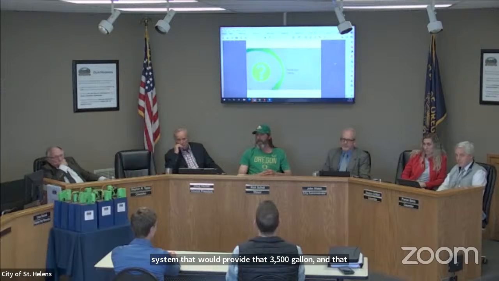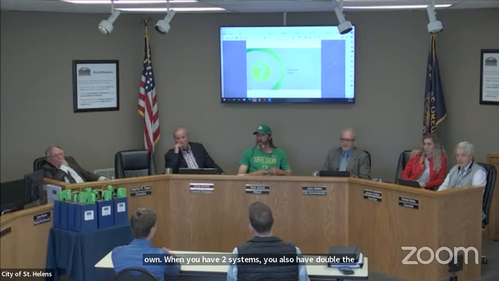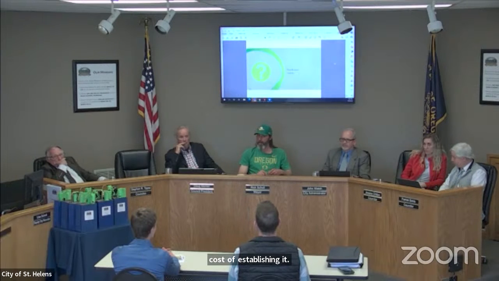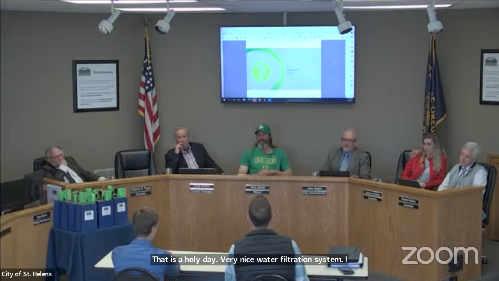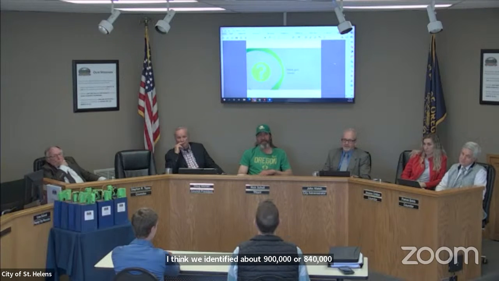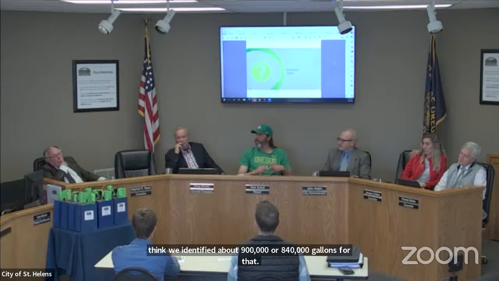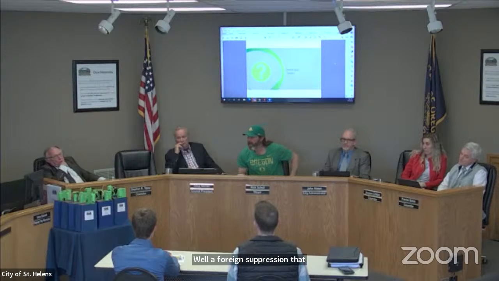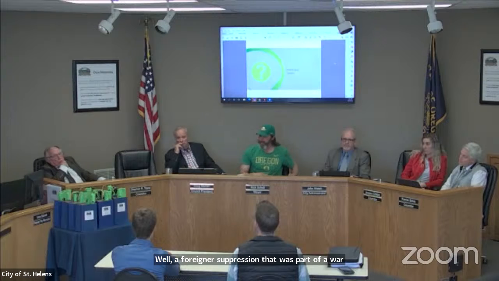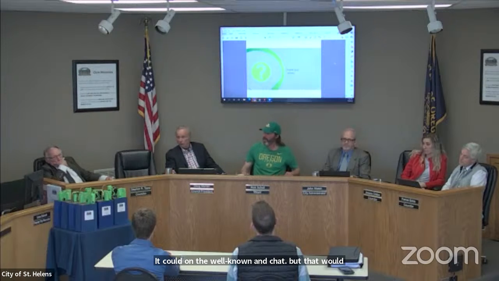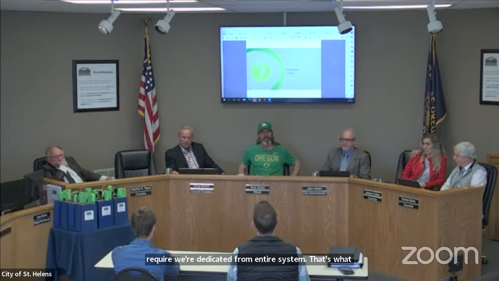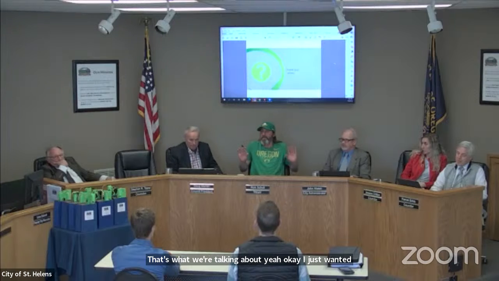When you have two systems, you also have double the cost of establishing it. We have a fairly good sized tank at Boise that is a holding tank and a water filtration system. I think we identified about 900,000 or 840,000 gallons for that. The fire suppression now is potable water, currently, yes. We also have pumps that could pull out of the Multnomah Channel, but that would require a dedicated fire system. That's what we're talking about. Okay, that was my only question for you guys.